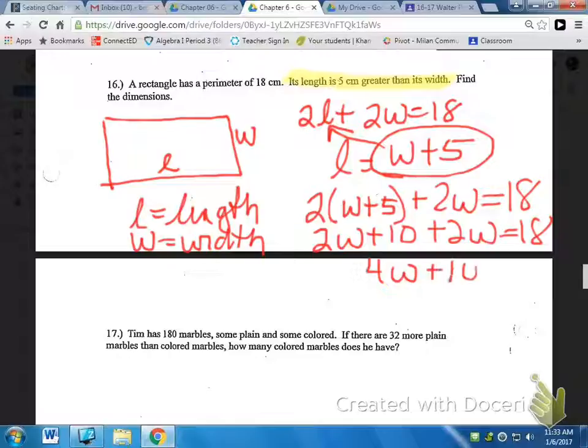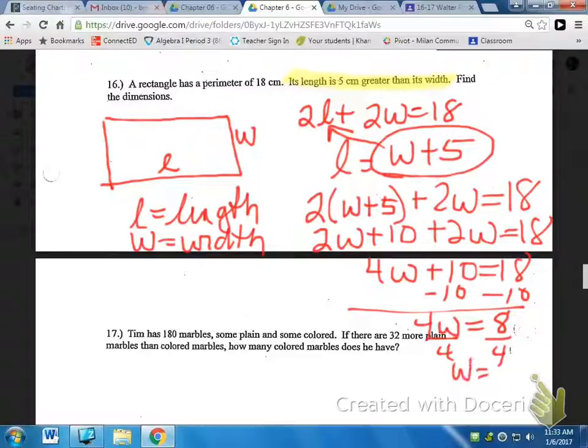4W plus 10 equals 18, and subtract 10. So 4 widths equals 8. Divide by 4. My width is 2 centimeters. So over here I get 2 centimeters. And then the length would be 2 plus 5, or 7 centimeters.